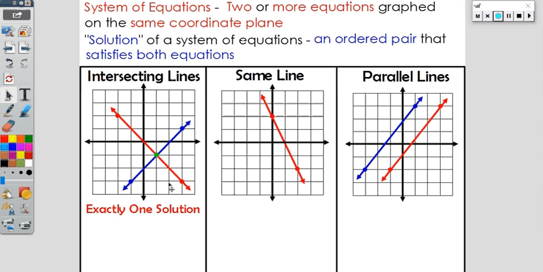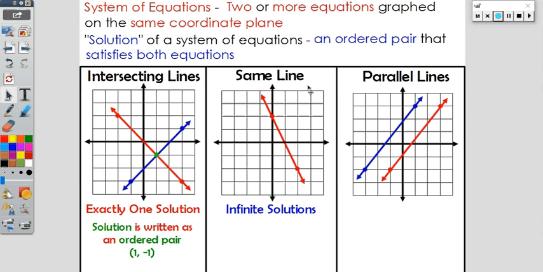When you have intersecting lines, you have exactly one solution, and that one solution is written as an ordered pair. The solution is this point where your two lines intersect, because that's an ordered pair that is part of both lines. You might also have a situation where both of your equations graph the same exact line.